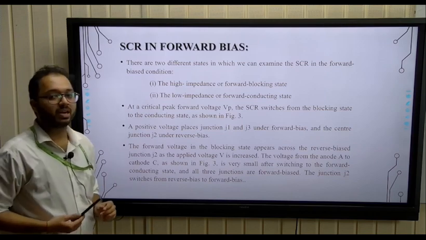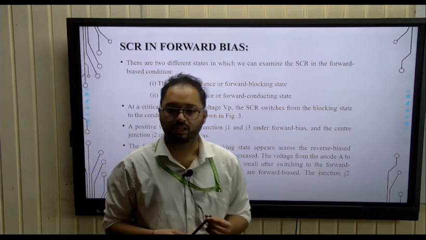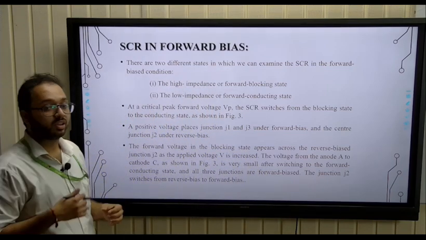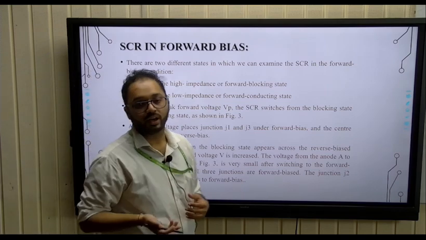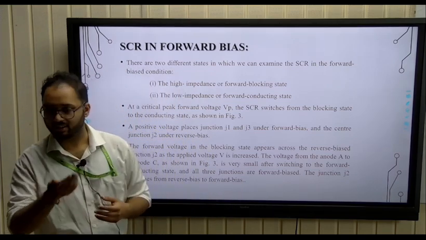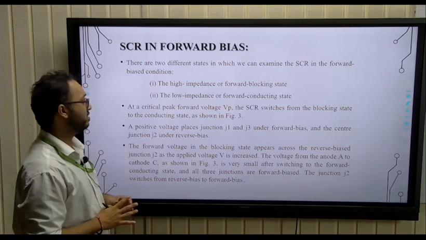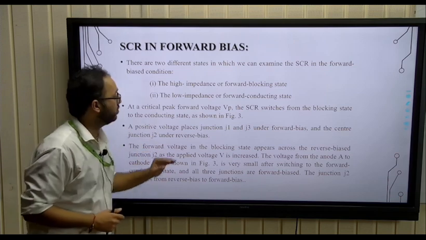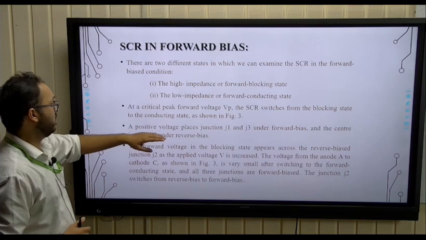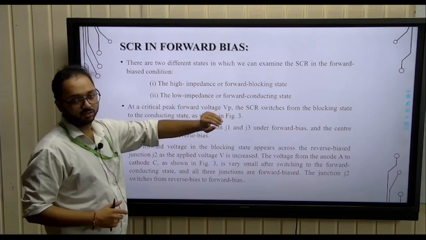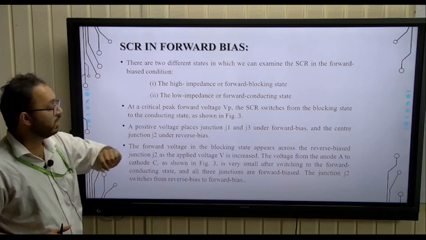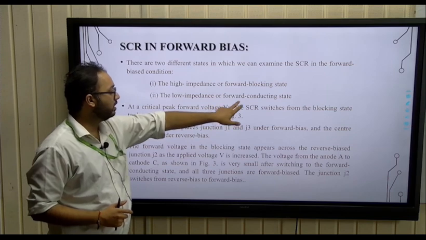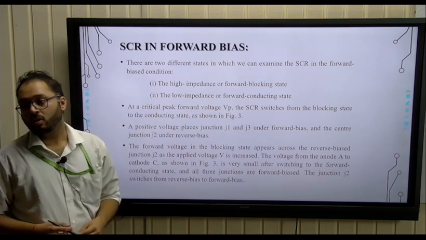Forward bias means I have applied positive voltage on anode and negative voltage on cathode. We can also say that cathode is negative with respect to anode, or anode is positive with respect to cathode. All 3 sentences state that they are in forward bias. Now in forward bias there are 2 modes: first is forward blocking mode and the second is forward conducting mode. Forward blocking mode remains in the off state, but in the forward conducting state it remains in the on state.